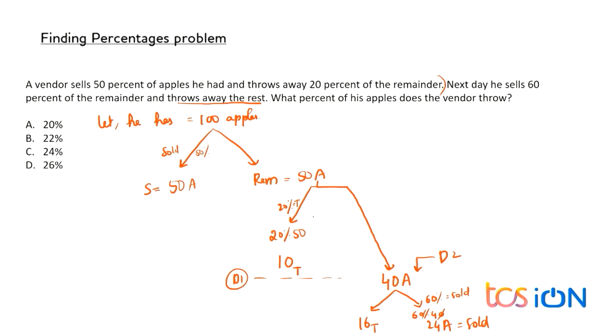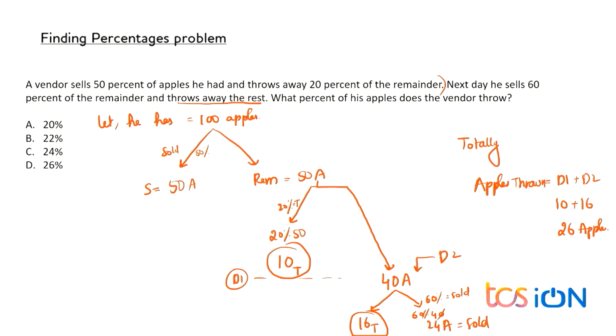Right, everybody? Now, quickly tell me, overall, from the start till the end, how many apples he threw away. Look, initially on day one, 10 apples he threw away. And on day two, he threw 16 apples. So totally, apples thrown is equal to day 1 plus day 2. On day 1, he threw 10 apples. On day 2, he threw 16 apples. So that gives me 26 apples thrown away.